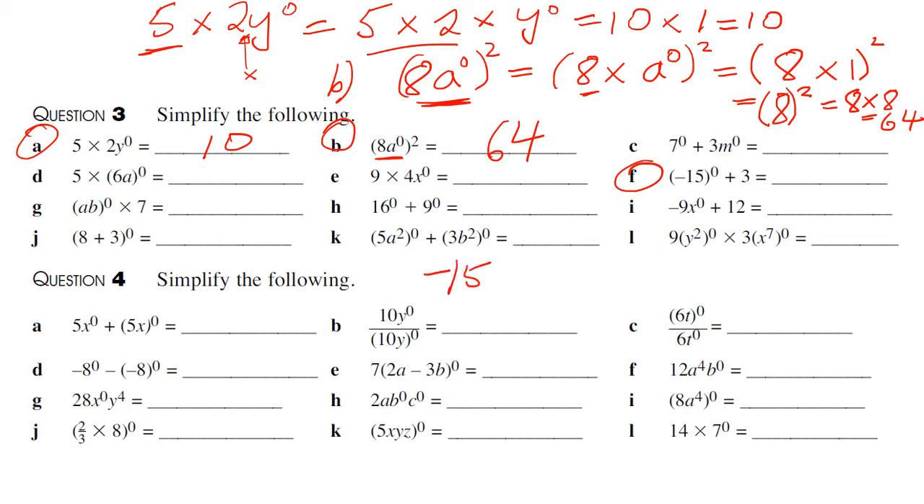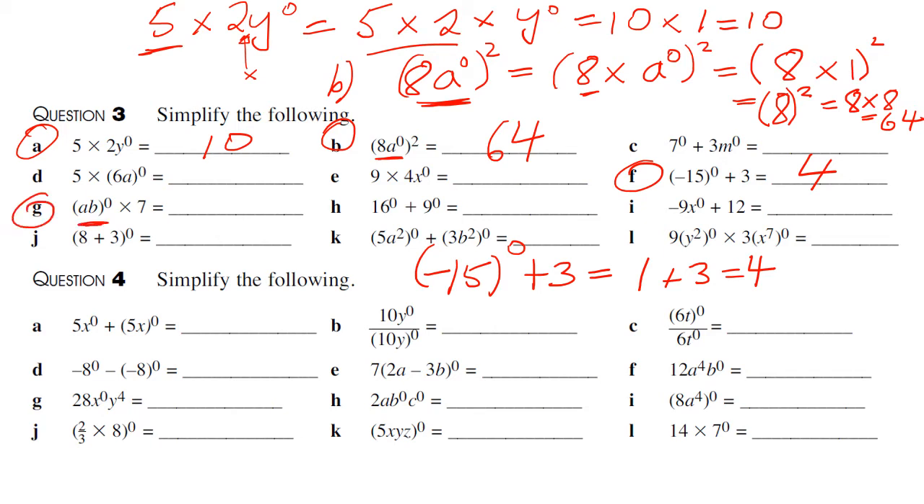Negative 15 to the power of 0, and then you add 3. Negative 15, the whole thing is raised to the power of 0, which means we are going to end up with 1. And 1 plus 3 is 4, so your answer would be 4. Let's look at G.